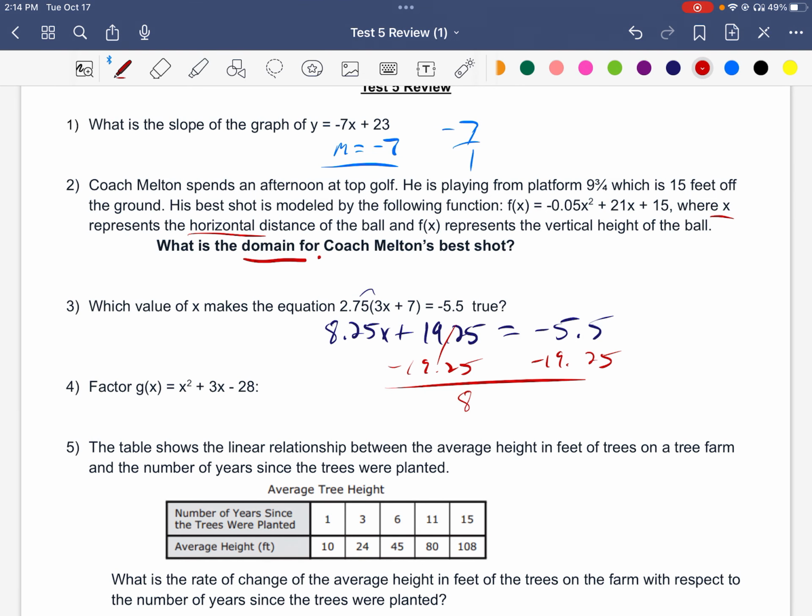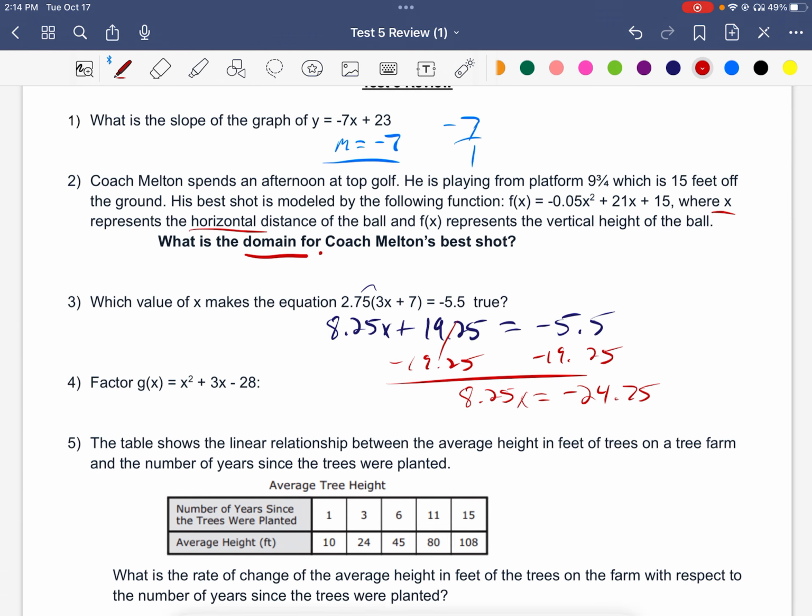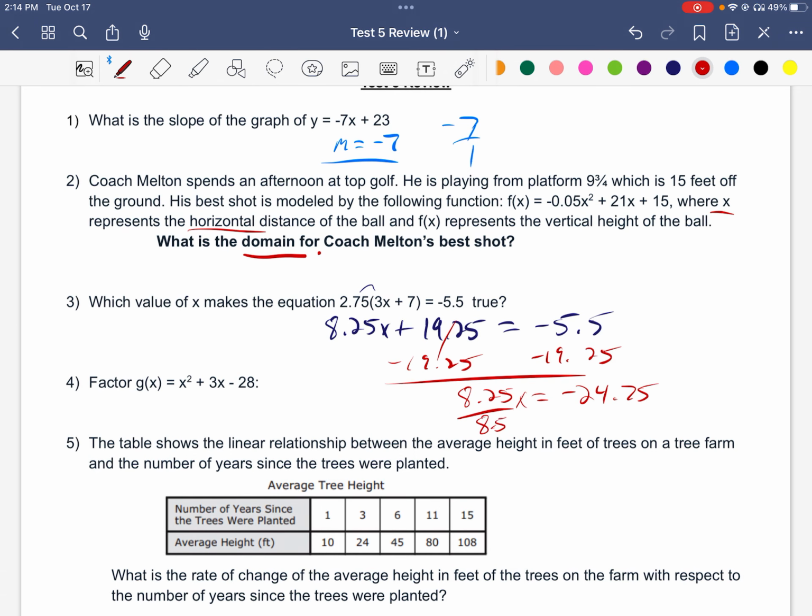I'm going to bring down what's left over here. So it's really just solving an equation, but we have decimals involved. But you got a calculator, so don't let that spook you. We'll divide by 8.25. Divide by 8.25. I believe we should get negative 3. I'm going to double check that. So negative 24.75 divided by 8.25. And we do get x equals negative 3.